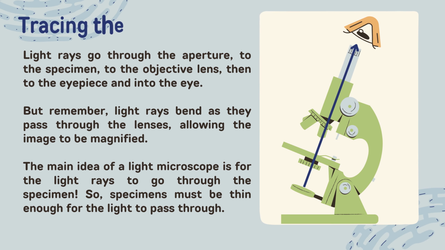Light rays go through the aperture, to the specimen, to the objective lens, then to the eyepiece and into the eye. But remember, light rays bend as they pass through the lenses, allowing the image to be magnified. The main idea of a light microscope is for the light rays to go through the specimen. So, specimens must be thin enough for the light to pass through.